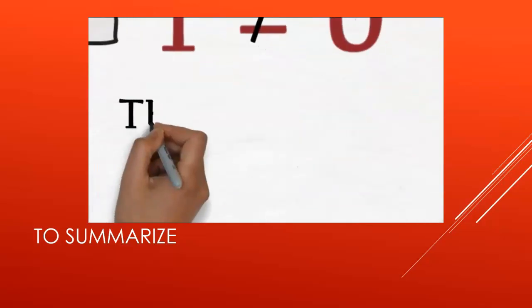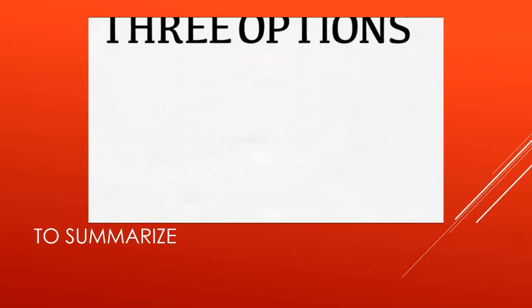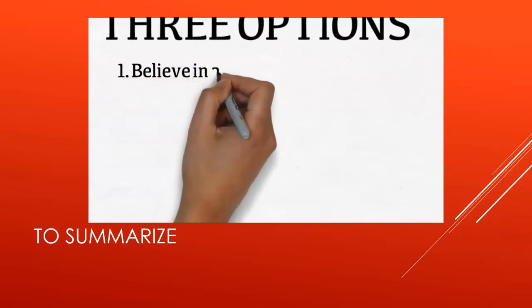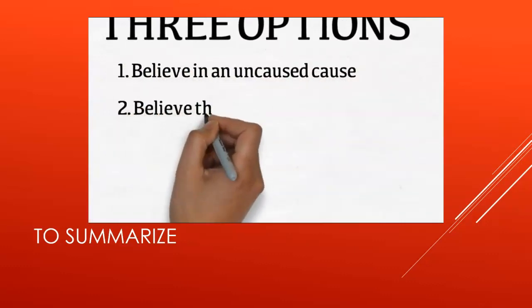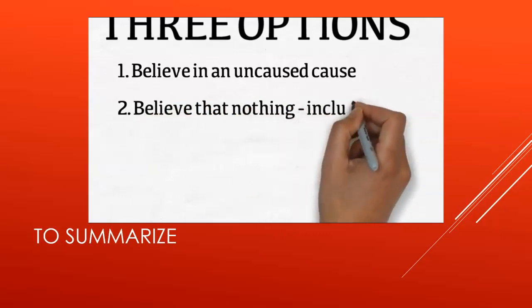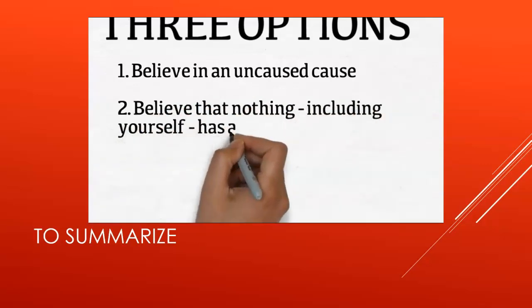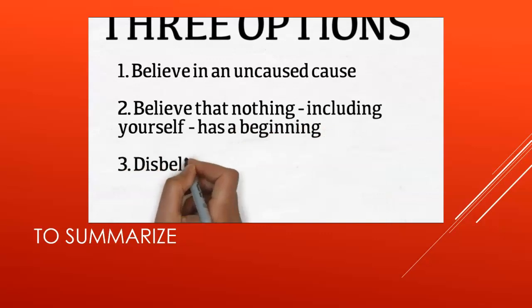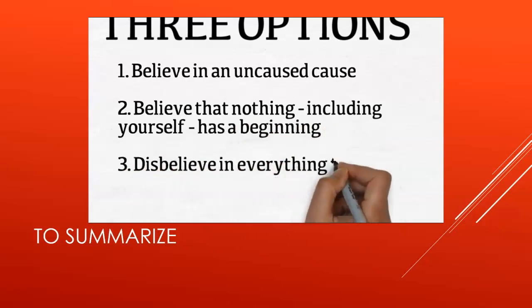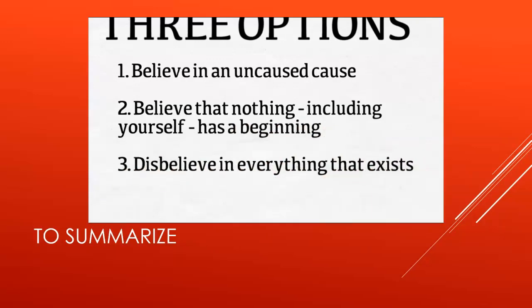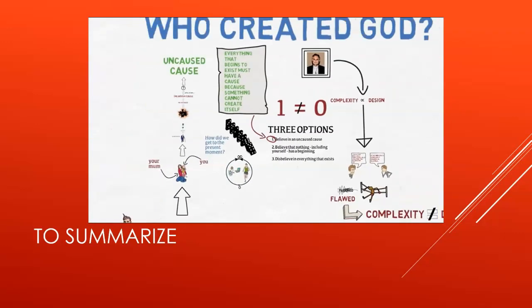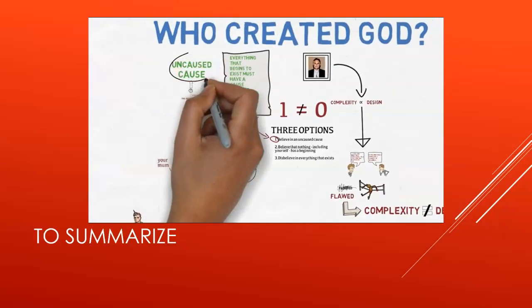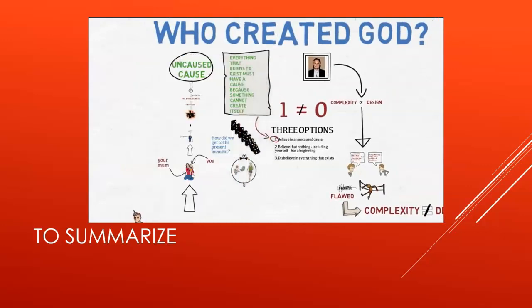To believe in an uncaused cause is necessary to believe in everything else that has a beginning and was caused. And thus we are left with three options. Firstly, believe in an uncaused cause. Secondly, believe that nothing, including yourself, has a beginning. And finally, disbelieve in everything that exists. I know which one makes the most sense to me.